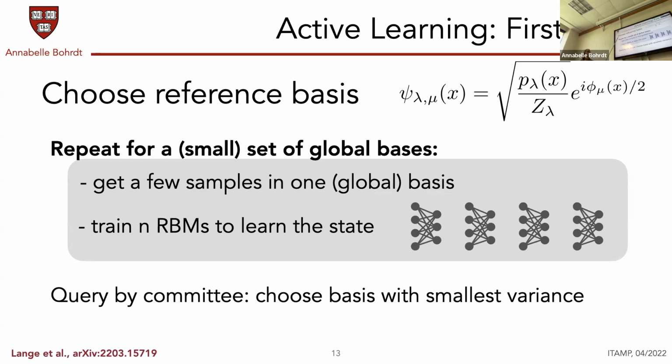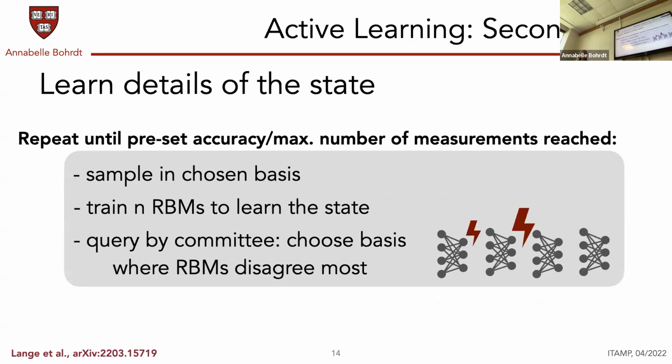Okay, so with that, we fix our reference basis. And then we of course need to, as I mentioned earlier, where you could do a brute force approach, now we need to measure in a lot of different other bases to figure out what the phase of our quantum state is.